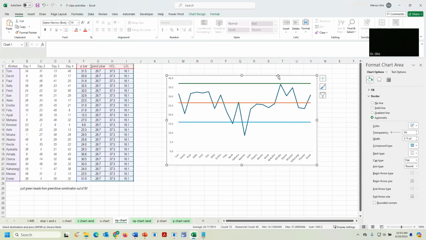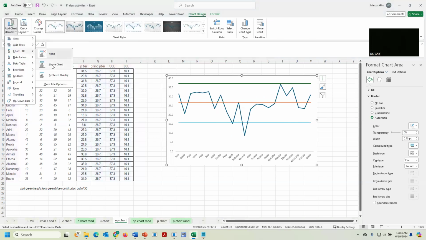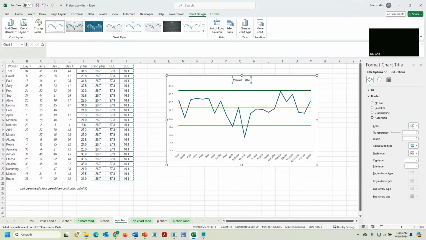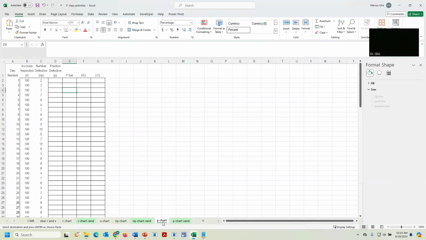And there is the NP chart. I'm going to add the title on here. And this one is similar. Let's look at the P chart.